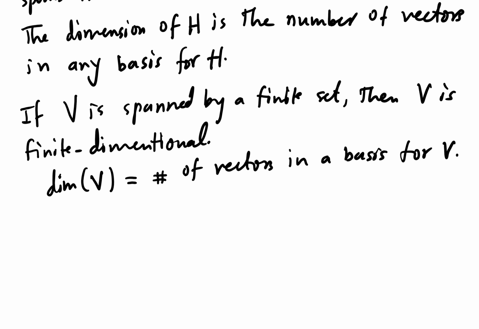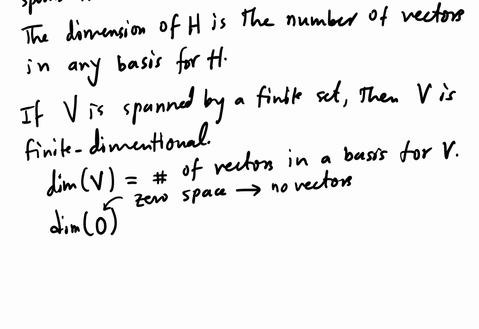Okay, I mentioned this earlier, but I did it for H. So if we are asked what's the dimension of the zero space? This is the zero space. How many vectors are in the zero space? No vectors. So this means the dimension of the zero space is really zero.